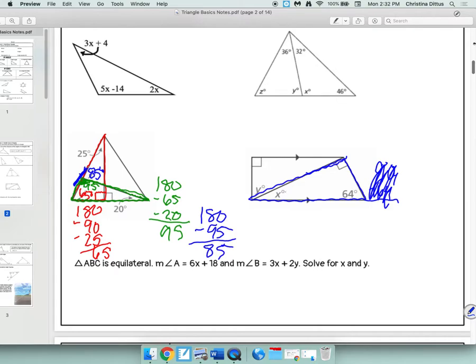26. Throw back to last chapter. I have arrows. What do the arrows mean? Parallel lines. If this guy's 26, what's this guy? What kind of angles are they?